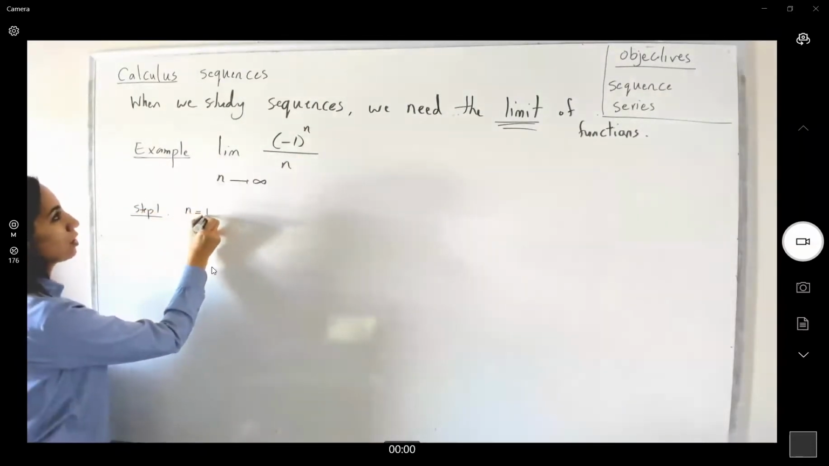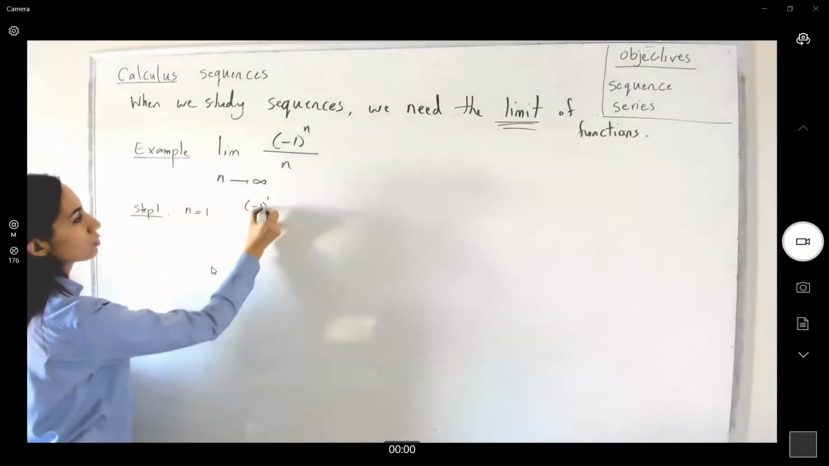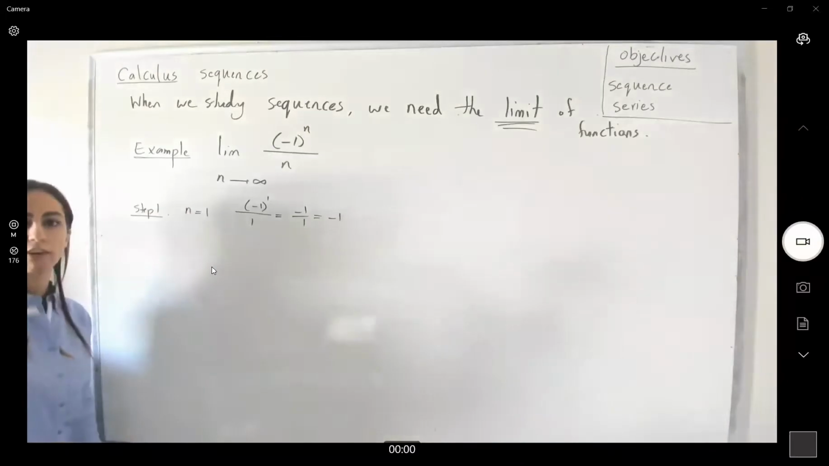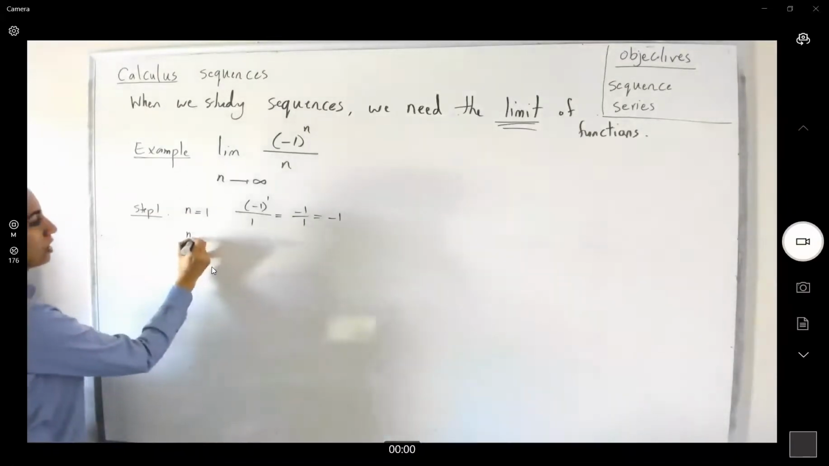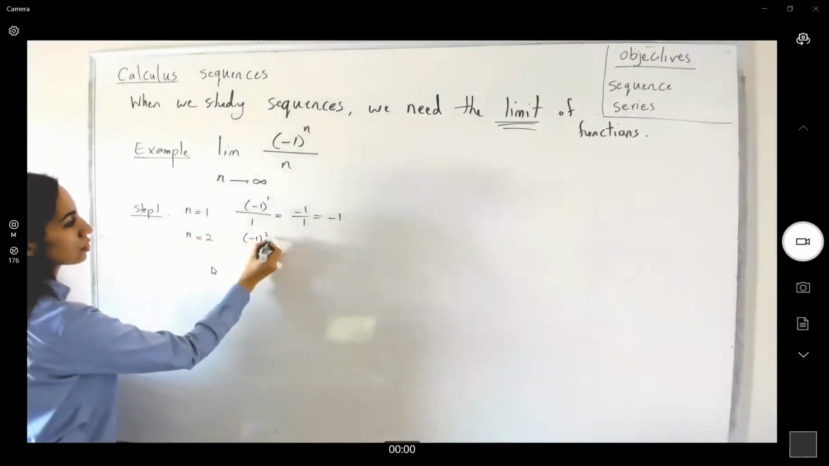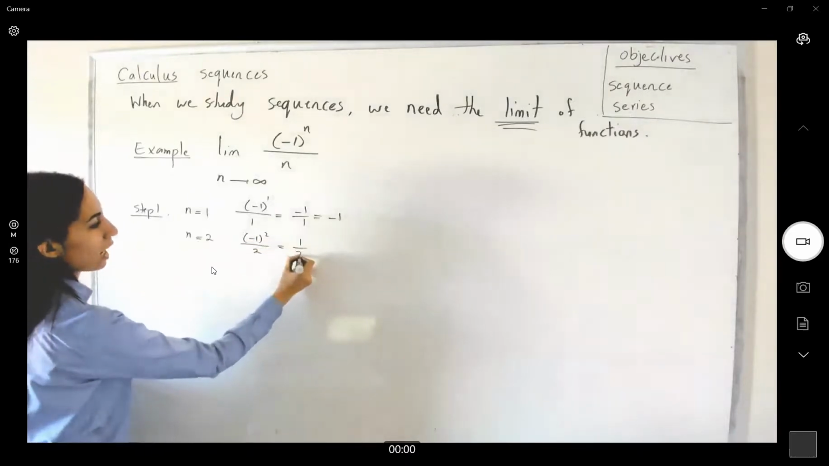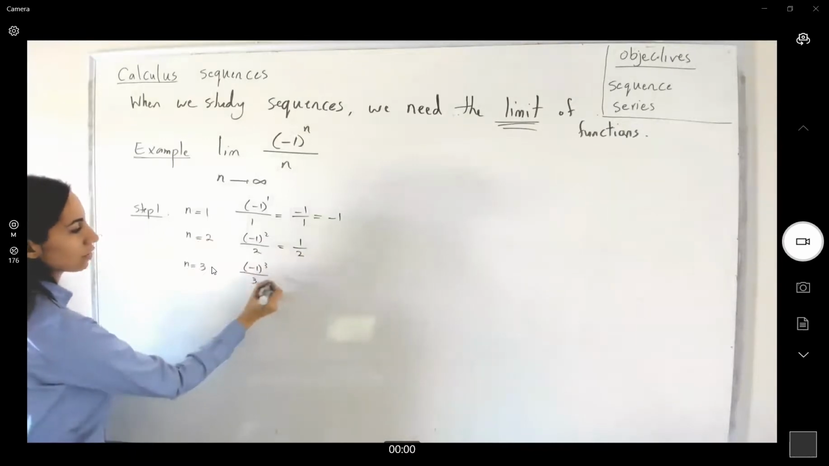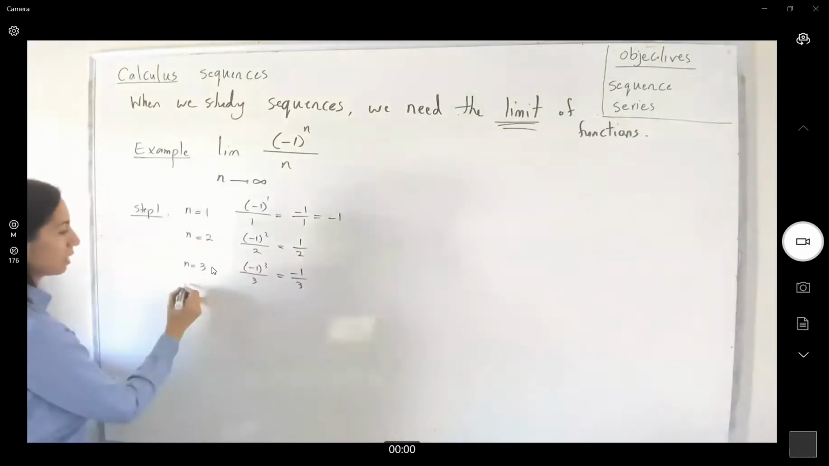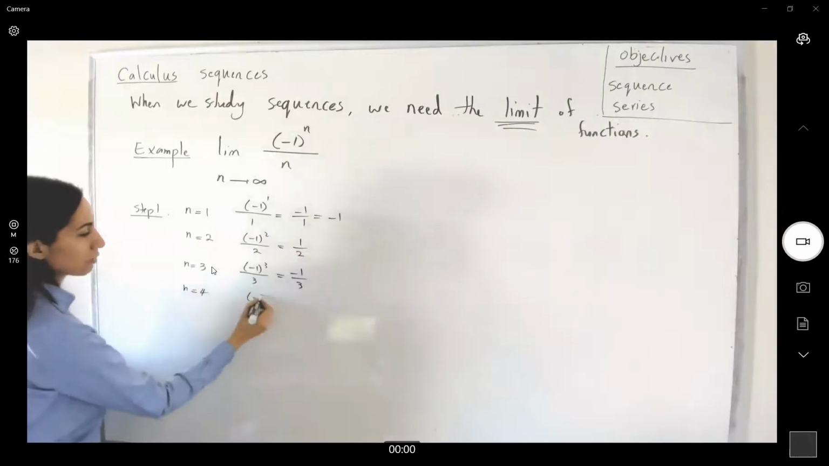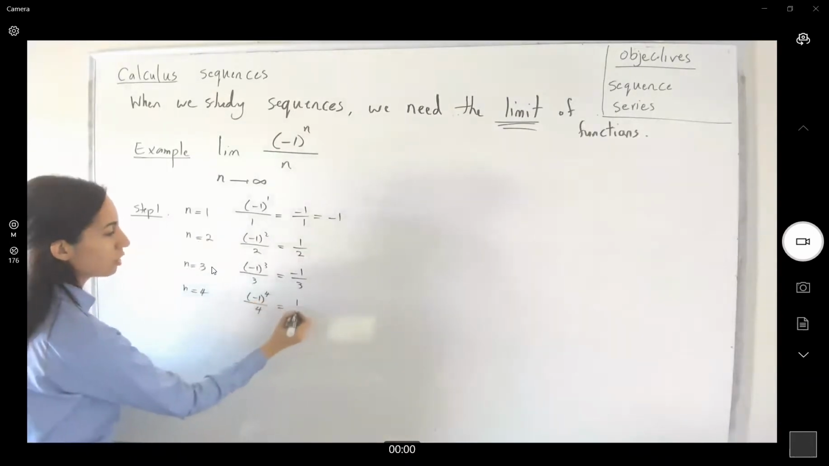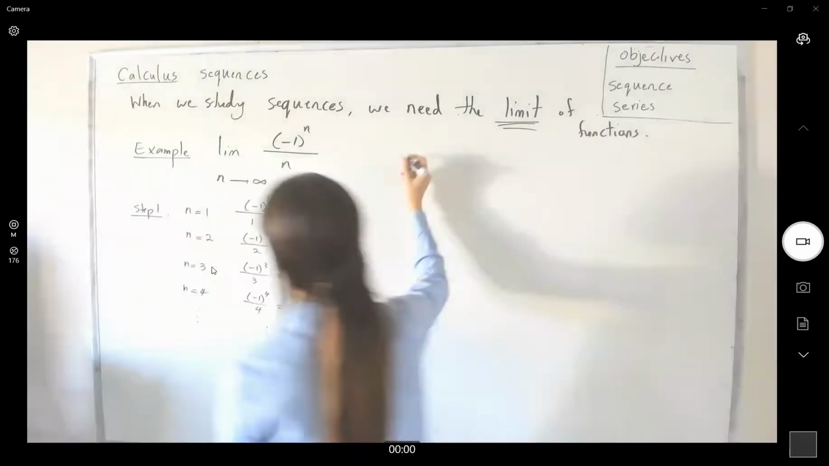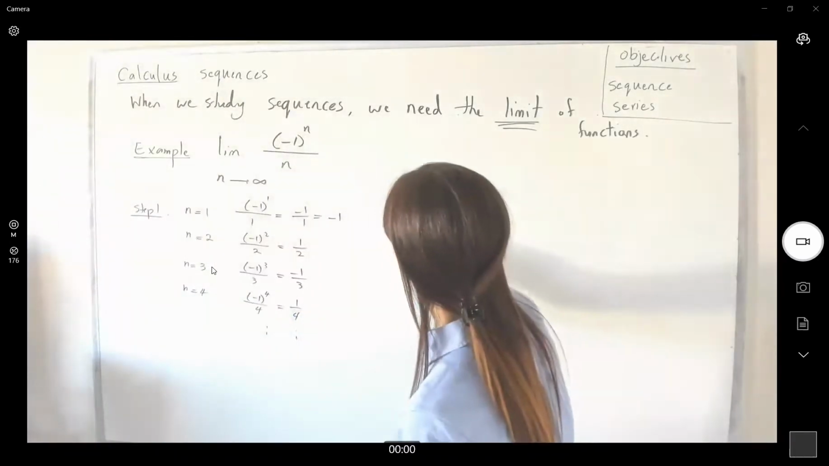N is equal to 1. We get negative 1 to the first power divided by 1, negative 1 over 1, or negative 1. This is our first y value. N is equal to 2, negative 1 squared divided by 2, a half. N is equal to 3, negative 1 to the third divided by 3, negative a third. N is equal to 4, you get negative 1 to the fourth divided by 4, a fourth, and so on. Let's graph it.